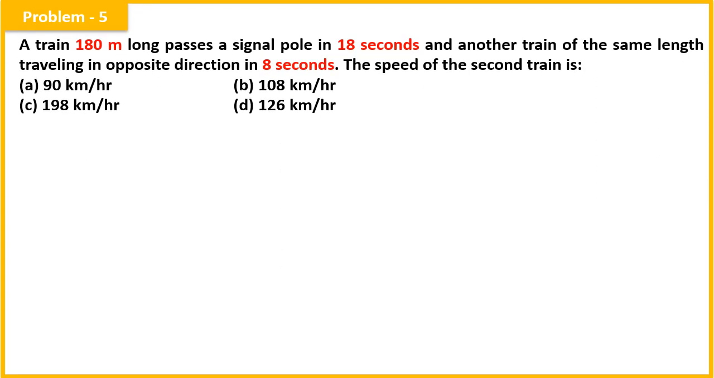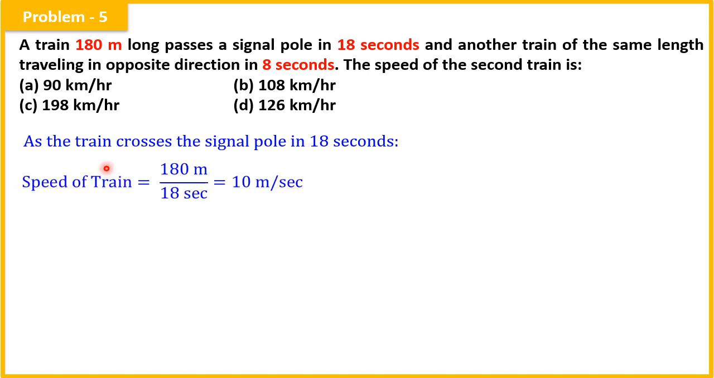Problem number 5. A train 180 meter long passes a signal pole in 18 seconds and another train of same length traveling in opposite direction in 8 seconds. The speed of second train is how much? Now this is a train of length 180 meter and it crosses a signal pole in 18 seconds. So we can determine its speed, that is its length divided by time taken, यानी कि 180 meter divided by 18 second.